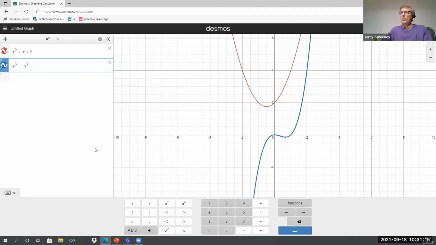found, by making it x cubed minus x squared, we have a second root, or to put it more precisely, we have a second place where it's crossing the x-axis. So it's still crossing it at 0, but now it's crossing it at a half as well.